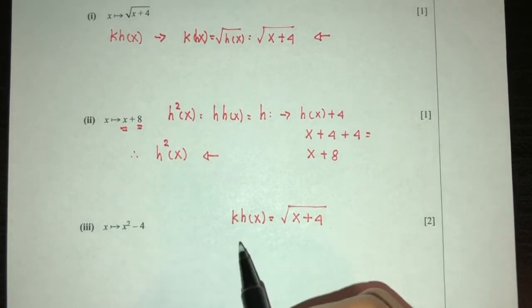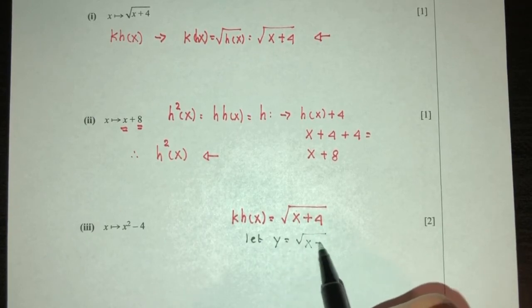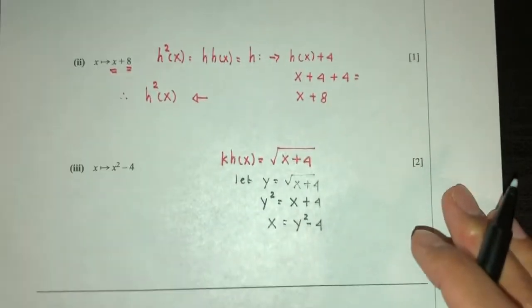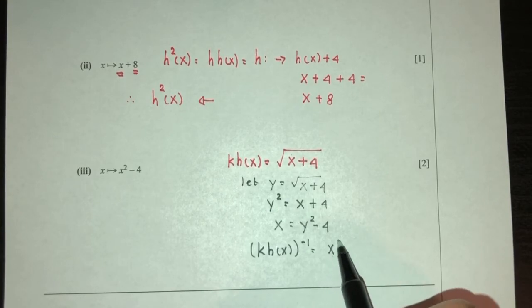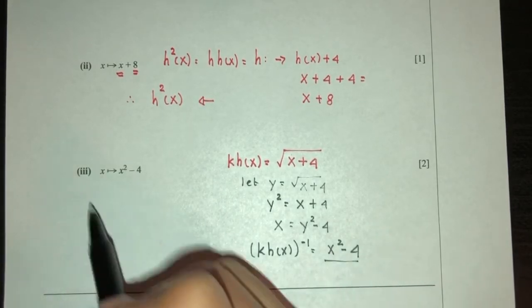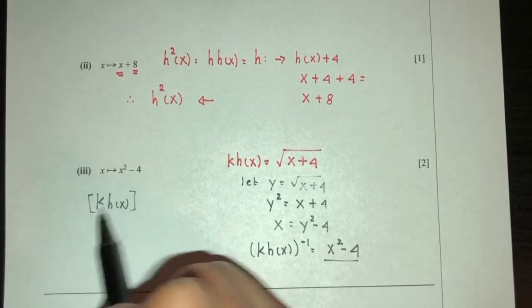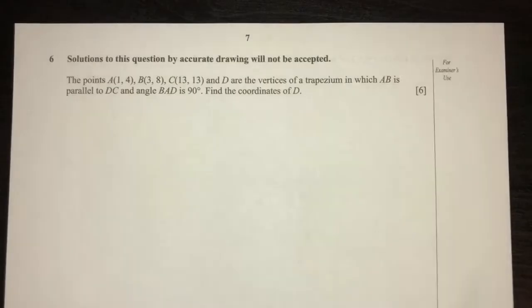So from observation, you can see that it has to be the inverse of this one. Let's try. Let y equal to this. You have to make x become the subject. You will have y squared, x becomes y squared minus 4. So exactly, you can see we have proven that the inverse of k h will be x squared minus 4. So this is the inverse of k h, and that will be your answer for question number 5. Move on to question number 6.